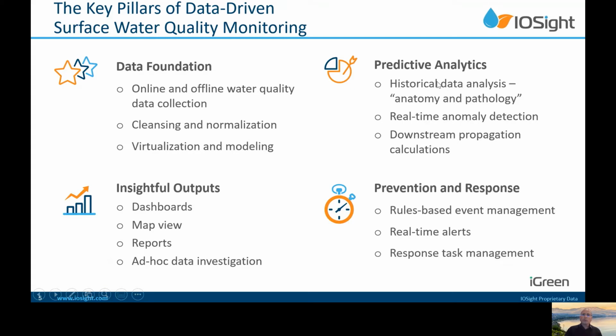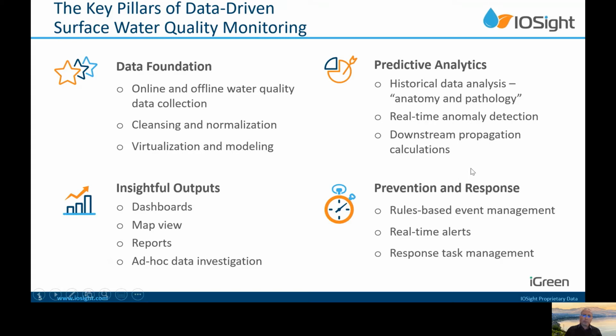Then you can move on to predictive analytics or advanced analytics. You do historical data analysis, and find patterns, trends, what is normal, what is not normal. And then you can move to the real-time anomaly detection, prospectively on a real-time continuous basis of water quality, and also calculate or predict downstream propagation of contamination. So that's the third layer.